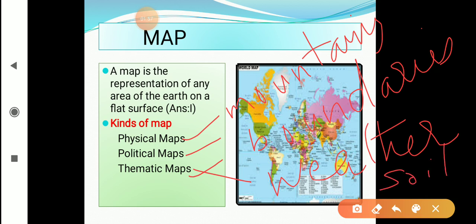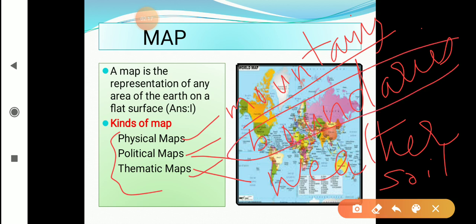There are many kinds of maps, but in this lesson we will learn about 3 types: physical maps, political maps and thematic maps. In physical maps, we can see mountains, plains and rivers. In political maps, we can see boundaries of countries and states and the location of towns and cities. In thematic maps, we can see weather conditions, types of soil or vegetation, the distribution of minerals and so on.